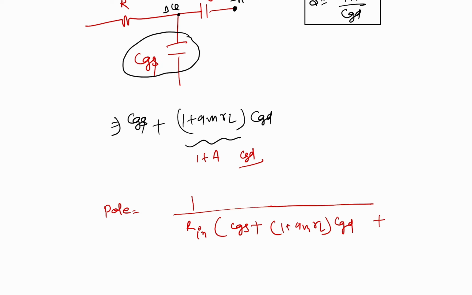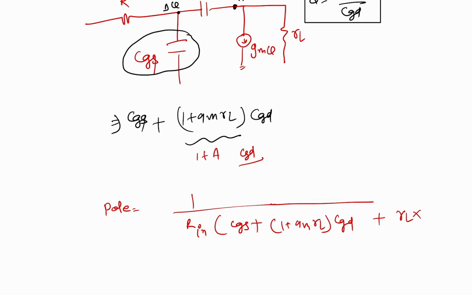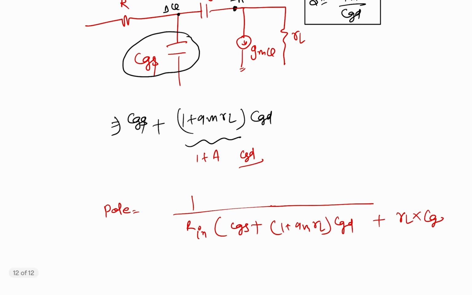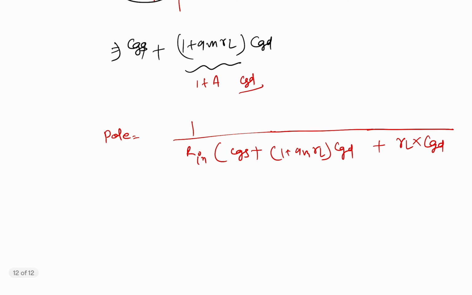So this is the input time constant, and similarly the output time constant is also there. Let's say this is gmv, and this is the RL. So from the output also you can find out RL times CGD, that is your output time constant, and from there you can find out the pole. So this is the dominant pole.